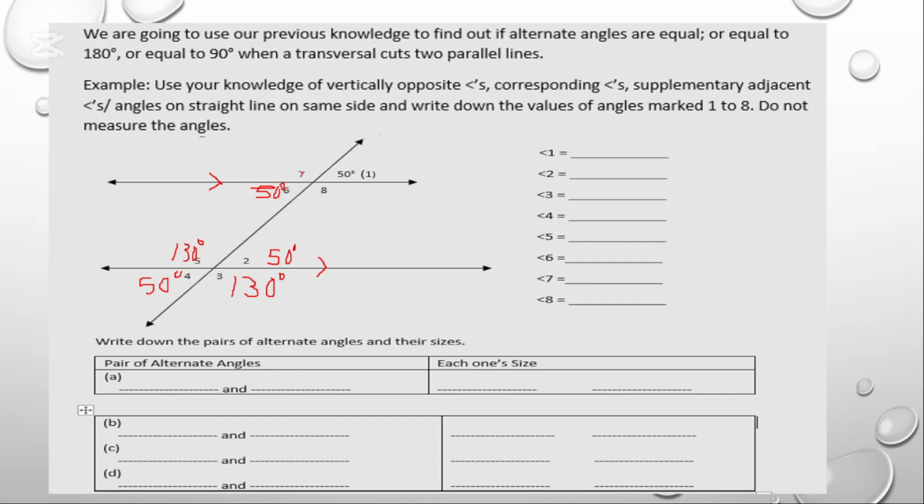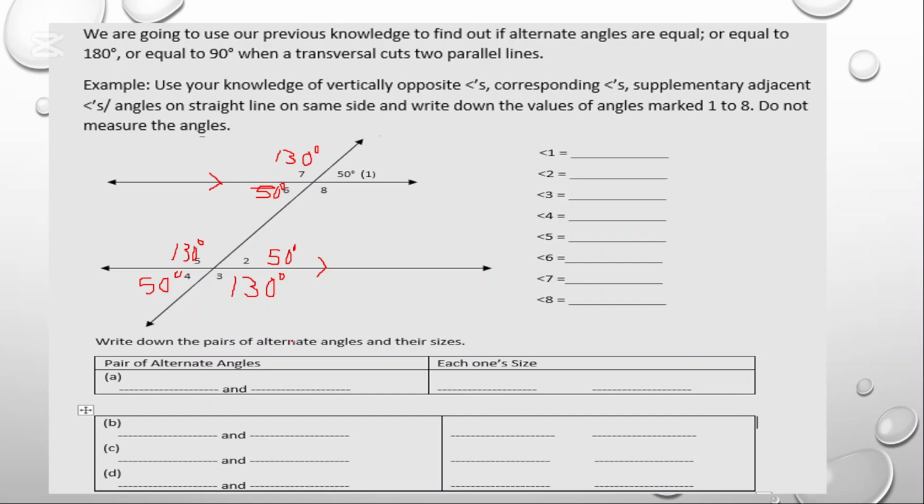7 and 5, they are corresponding angles. 7 and 3, they are alternate angles. 7 and 50 are supplementary adjacent angles. So from there we can see that angle 7 can only be equal to 130 degrees. Reasons again: supplementary adjacent angles, or corresponding angles. Right.